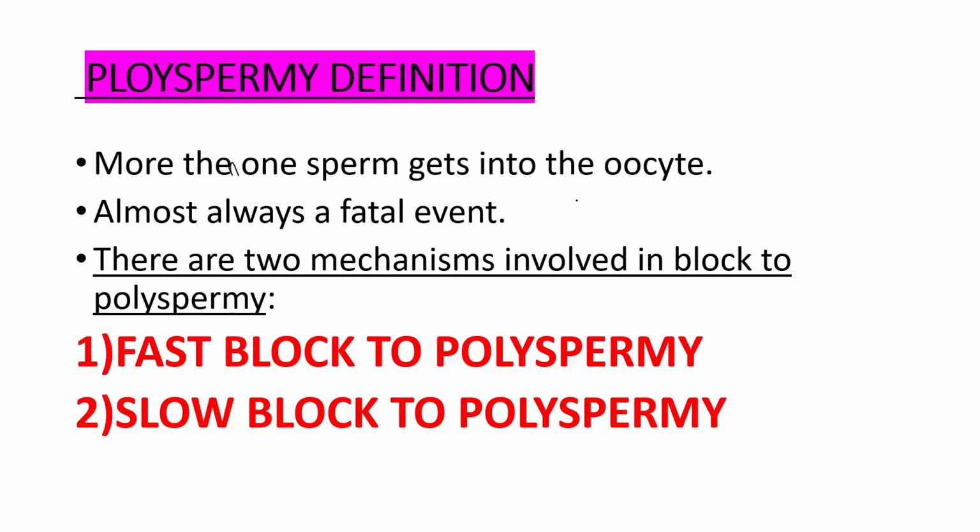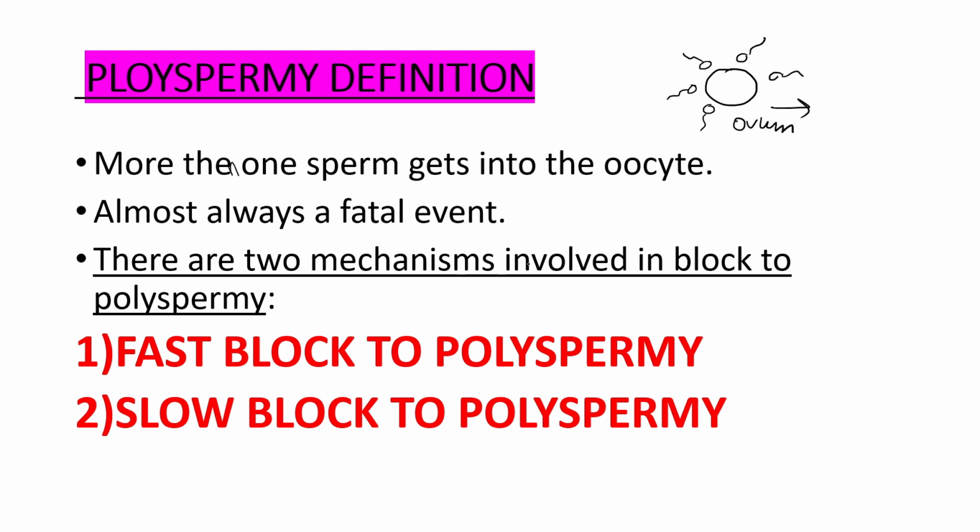So let's get started. First of all, what is block 2 polyspermy? When more than one sperm gets into the oocyte. So in this case, this is the ovum, and if more than one sperm is trying to enter this ovum, then this process or this condition is known as polyspermy. Almost always a fatal event.